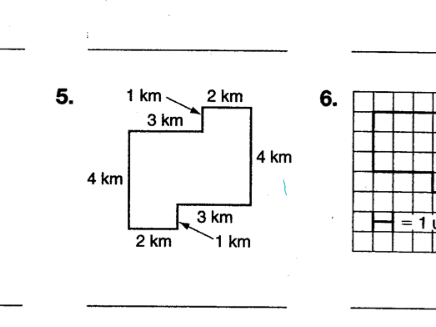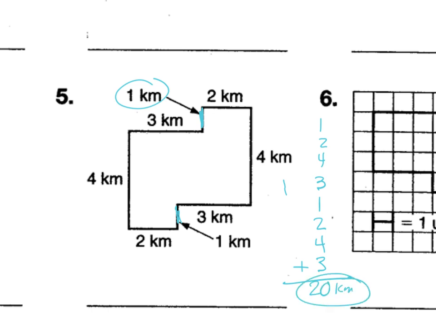So for this problem, you have all these kilometers, and they try to make it clear that this is 1 kilometer and this is another one. So let's start with this 1. So we get 1 plus 2 plus 4 plus 3 plus 1 plus 2 plus 4 plus 3, and we're done. Yowzers. So 1, 2, 3. Plus 4 is 7. Plus 3 is 10, 11, 12, 13. 13 plus 4 is 17. Plus 3 is 20 kilometers.